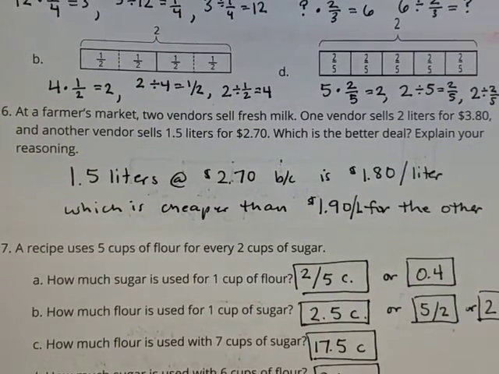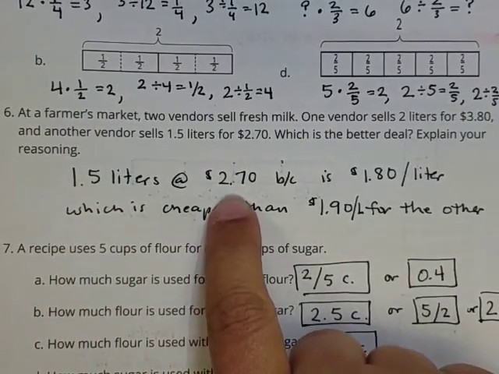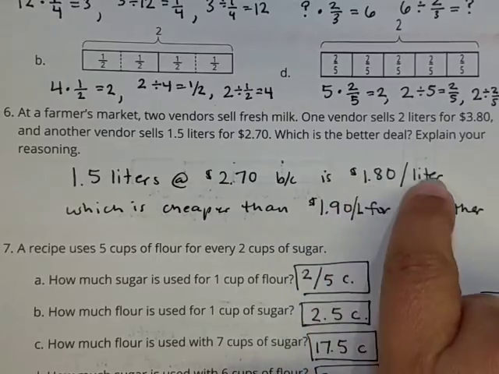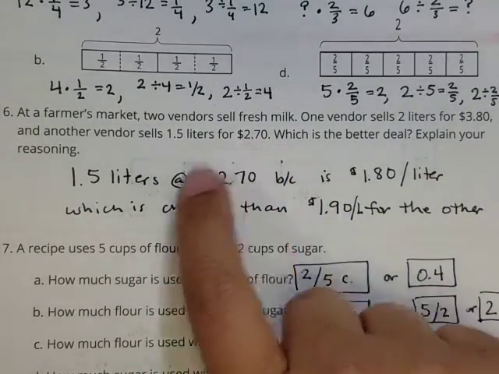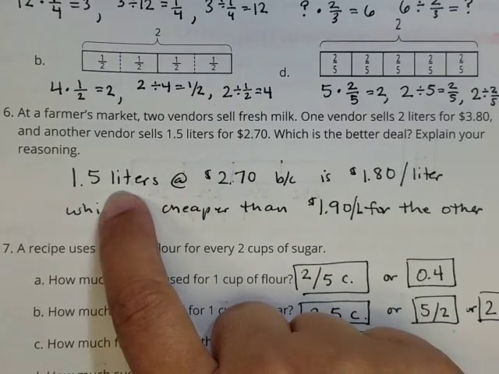All right, question 6. So which is the better deal? 1.5 liters at $2.70 is the better deal because it ends up being $1.80 per liter, where the other ends up being $1.90 per liter. So the 1.5 liters was the better deal.